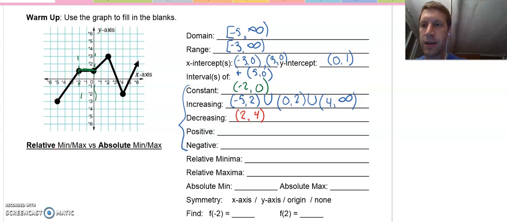Okay, positive and negative. In other words, above the x-axis, below the x-axis. So above the x-axis, there's two sections, right? This first one goes from -3 to +3. The second one goes from 5 to infinity.